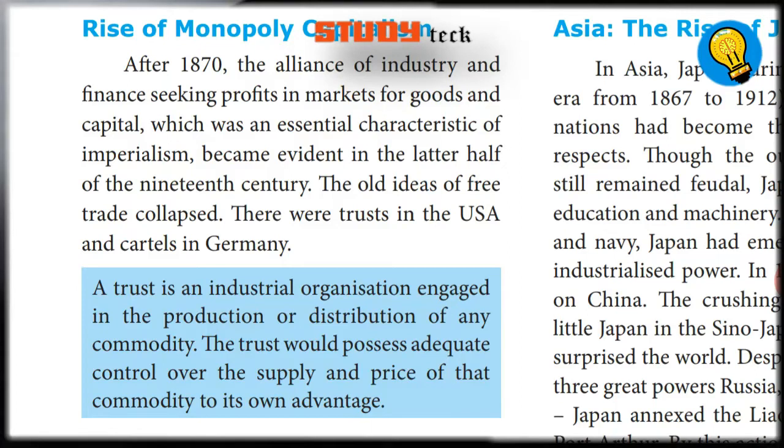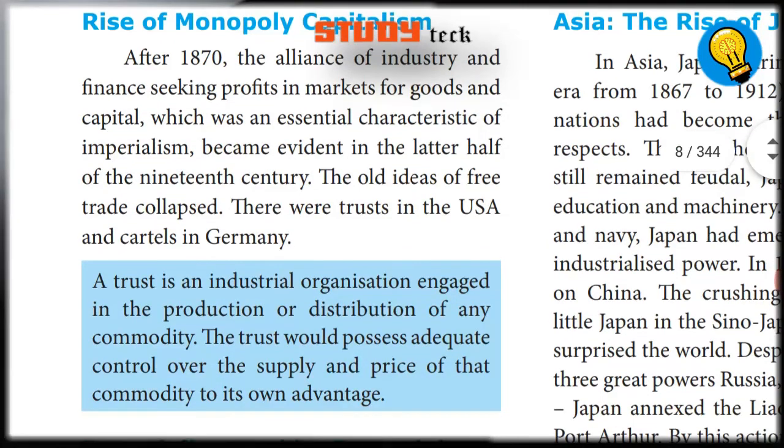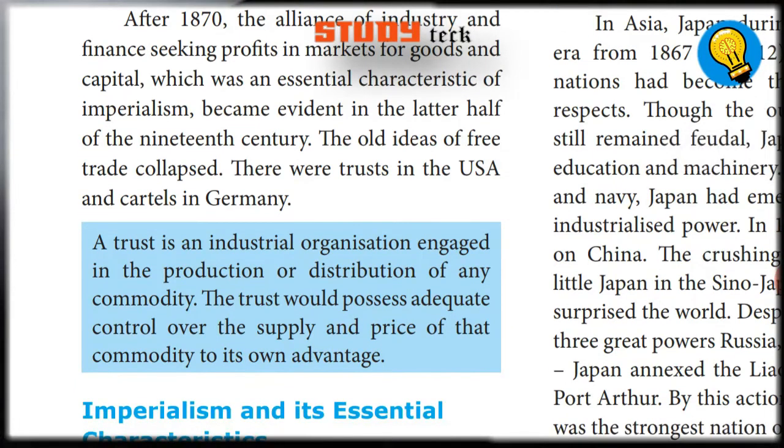Seeking markets for goods and capital was an essential characteristic of imperialism. What is the meaning of imperialism? A political system in which a rich and powerful country controls countries which are not as rich and powerful as itself is called imperialism. Imperialism became evident in the later half of the 19th century. The old idea of free trade collapsed.